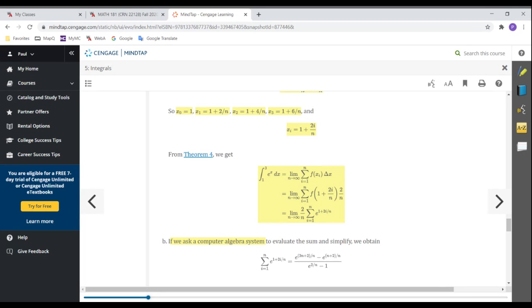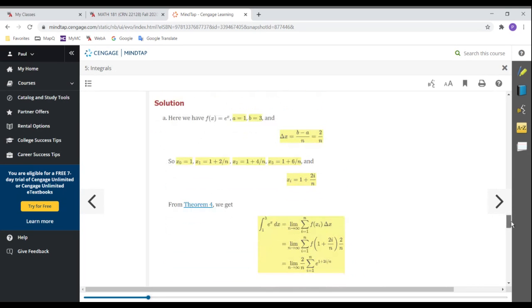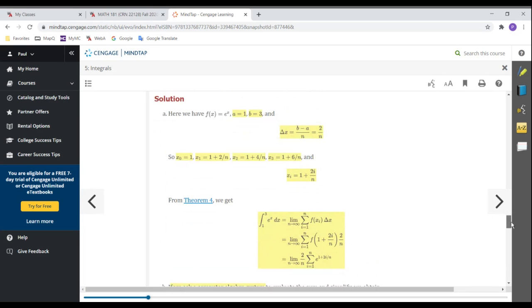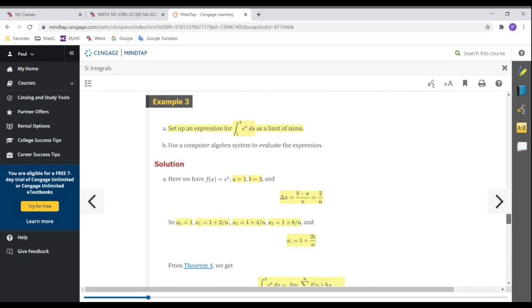this definite integral, when you write it as the limit as n goes to infinity of 2 over n times the summation i equals 1 to n of e to the power of 1 plus 2i over n. Okay, sure, we have that, but how do you compute that? How do you compute that?